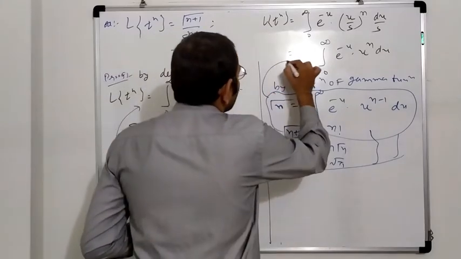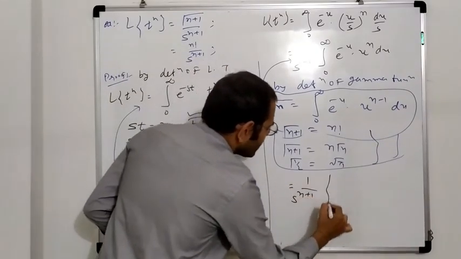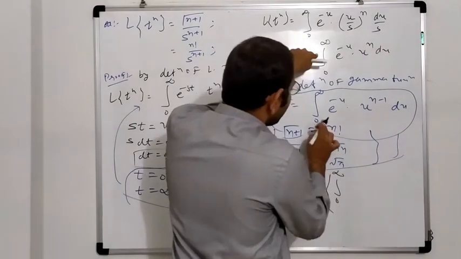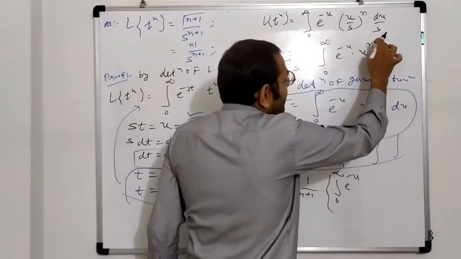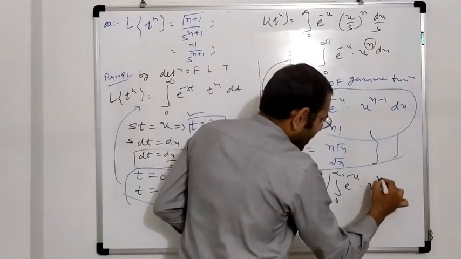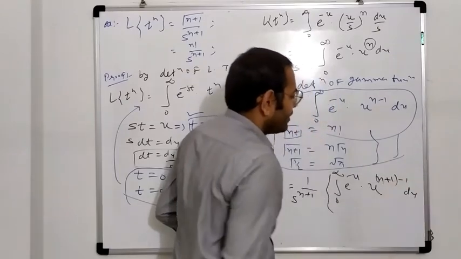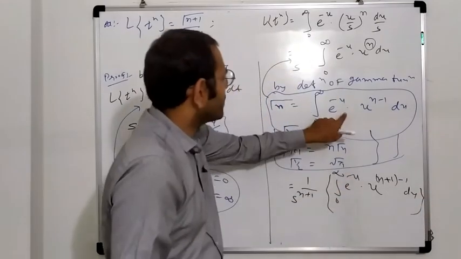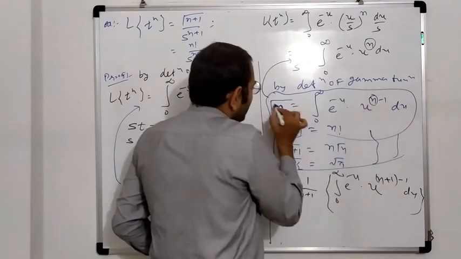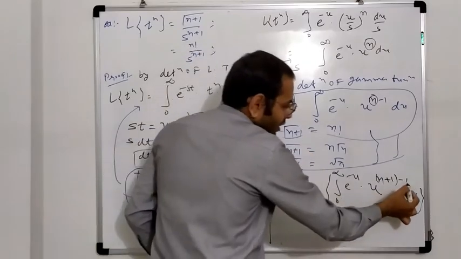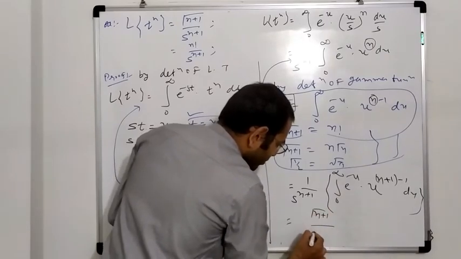Then this equation converts in terms of the definition of gamma function. Here 1 upon s raised to n plus 1 as it is, the integral limit is the same, 0 to infinity, e raised to minus u as it is. Here we require n minus 1, but we have only n. Then n plus 1 and minus 1. Compare this term with the equation e raised to minus u, u raised to n minus 1. Whatever term is above the minus 1, that is our gamma function, gamma n. Here above the minus 1, that is n plus 1. Then by definition of gamma function, we get gamma n plus 1 upon s raised to n plus 1.